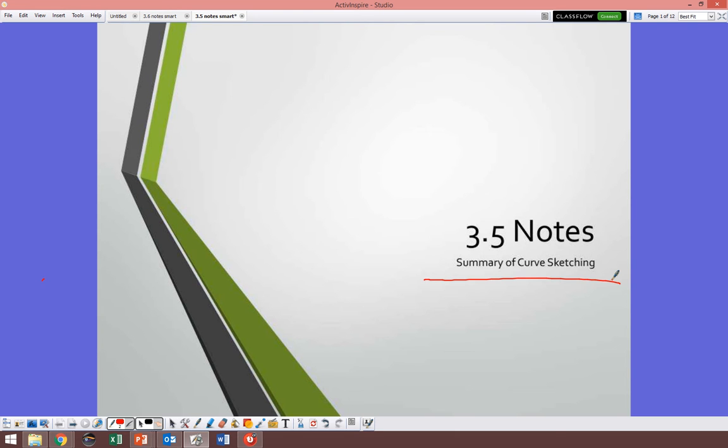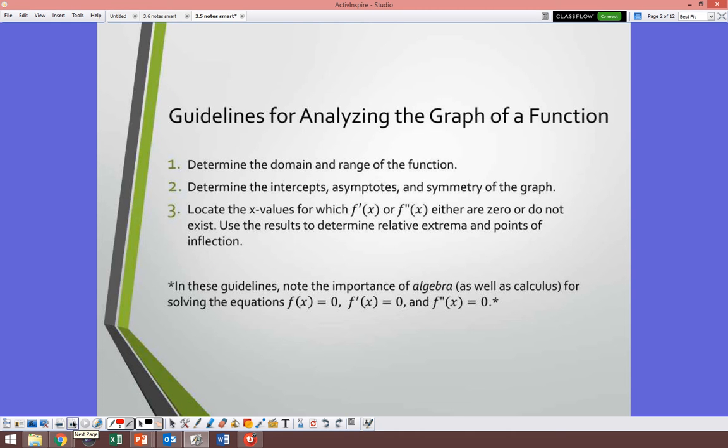So, summary of curve sketching. You're going to see this on the AP exam when you do not have a calculator. So you're going to have to be able to actually figure out what the graph is going to look like, given you're going to know the minimum, maximum, points of inflection, and you're going to have asymptotes. So we're going to do a whole bunch of stuff here. It's a lot of algebra basically though.